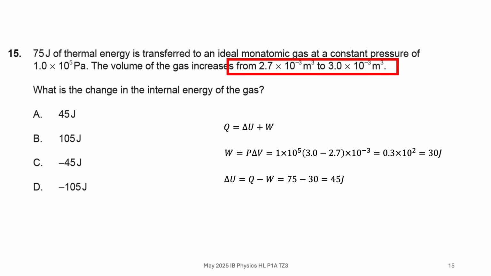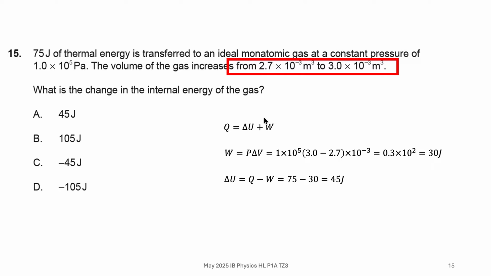Well, first we can rearrange our equation. We've got delta U equals Q take away W, and in this case we're going to take them away, we're going to get 45. Now the bit that students struggle with is whether this number should be a positive or a negative number in the first place. This should stay as a positive number.